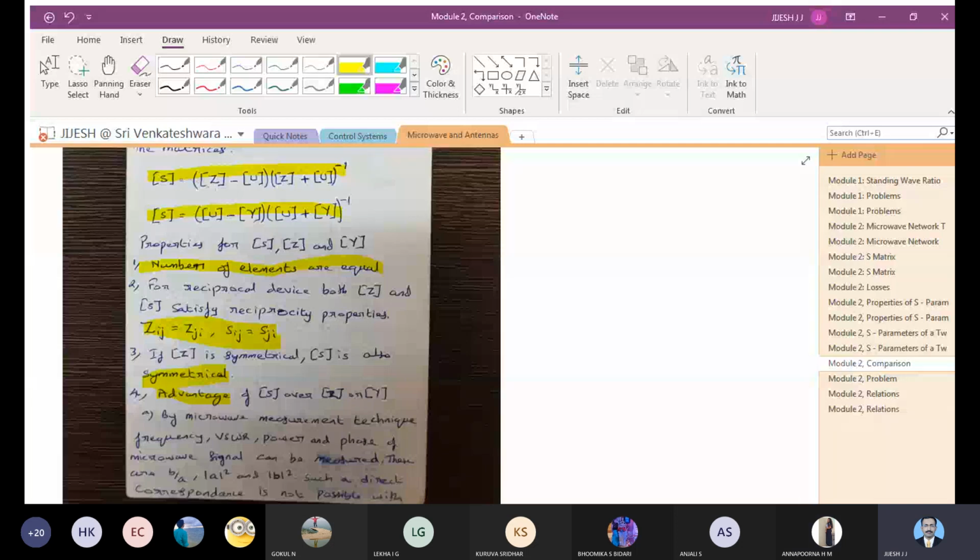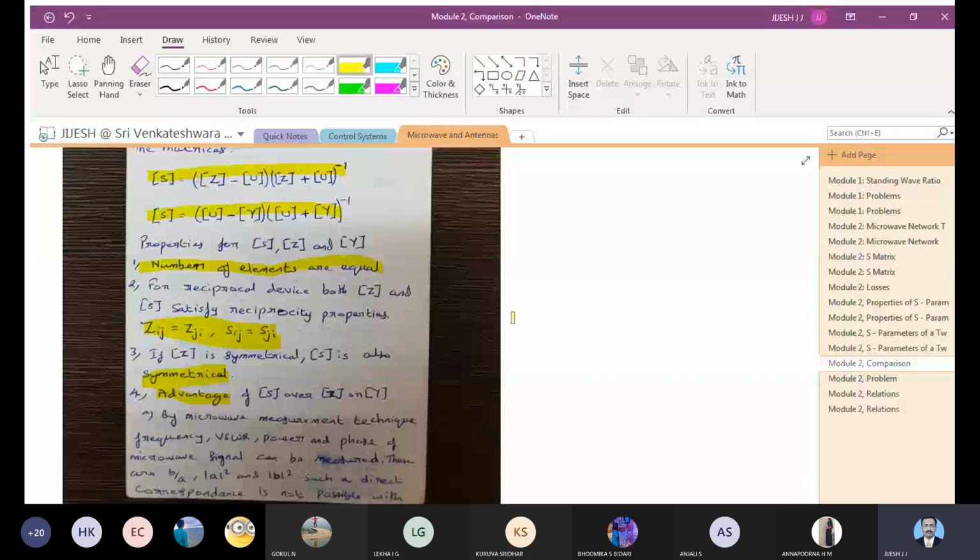Okay. So we will see what the advantages of matrix S are over matrix Z or matrix Y. Matrix S has some properties. It does not depend on the voltage and current that we write for Z and Y. You are going to have the incident and reflected parameters. So we are writing the S parameters based on incident and reflected parameters. So the S matrix basically depends on A and B, as you have seen.